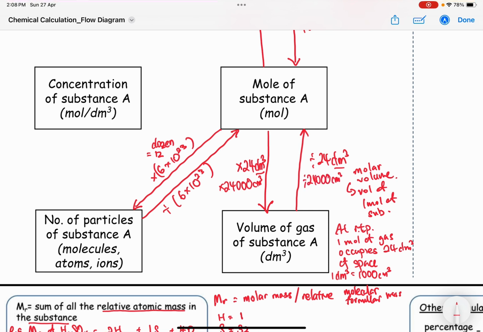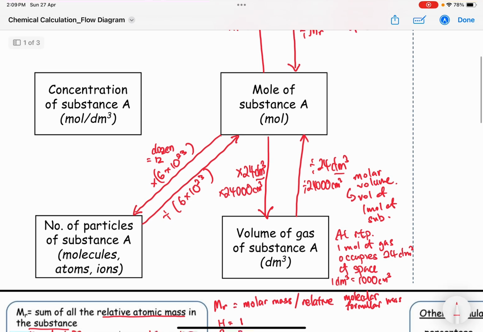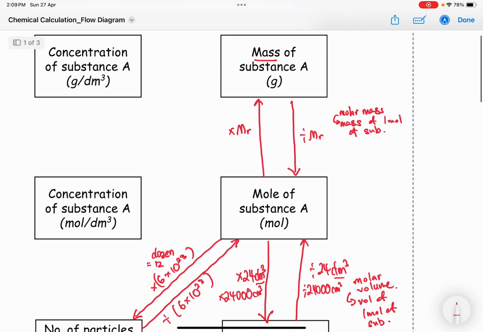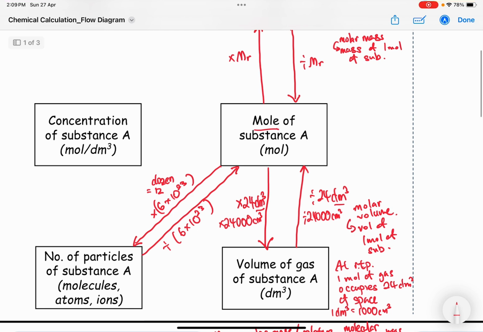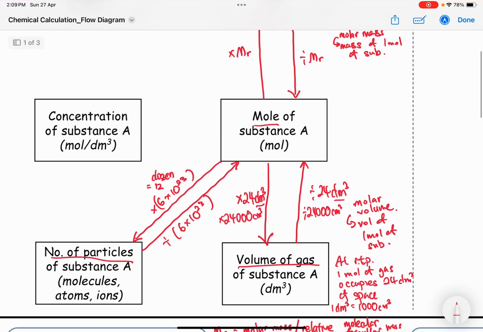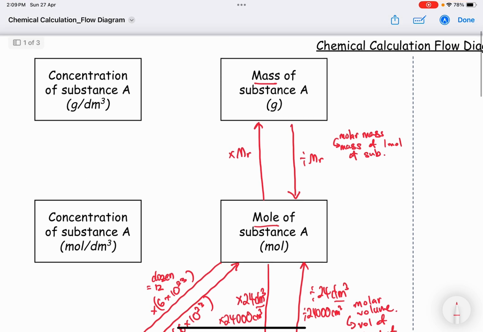So take note of the units here between dm cube and cm cube. Very commonly, they will be used to test you. They may not give you dm cube, they may give you cm cube, and you will need to convert between them. Okay, next one. We are done with the mass of a substance, the mole of a substance, the volume of the gas of a substance, and the number of particles. These are the 4 main quantities you can look at.